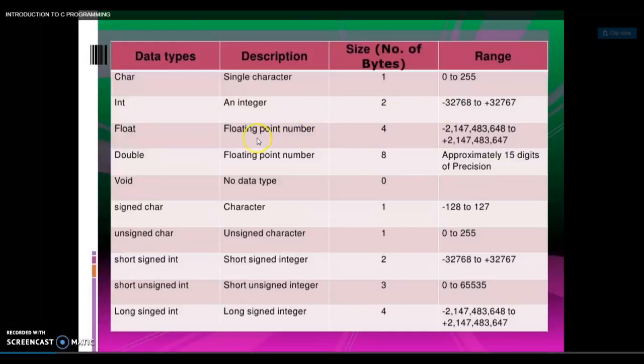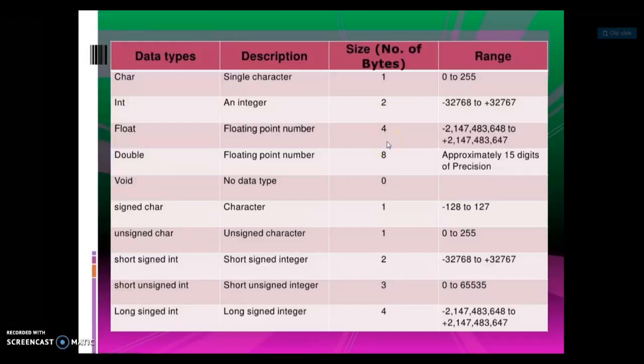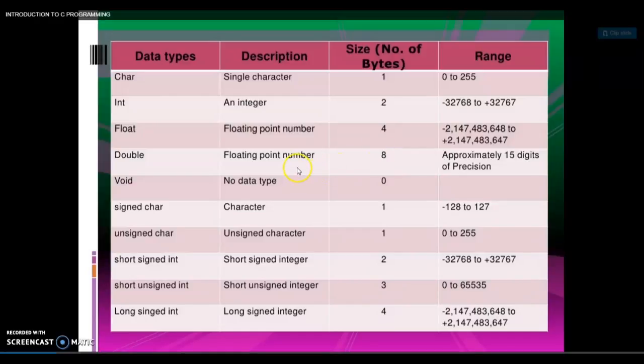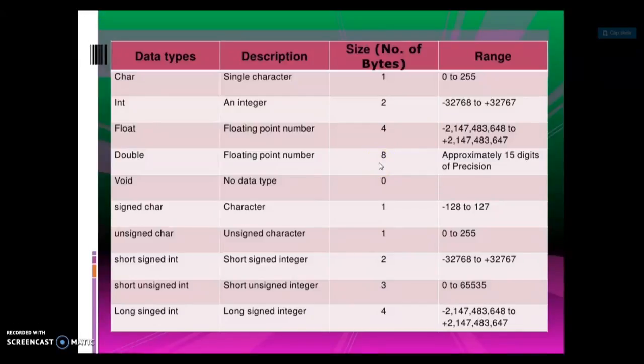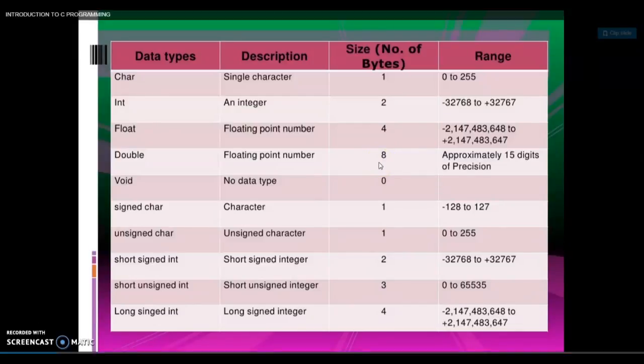फ्लोट, फ्लोटिंग पॉइंट नंबर स्टोर करने के लिए यूज किया जाता है. 4 बाइट स्पेस लेता है मेमोरी में, -2147483648 to positive 2147483647. डबल डेटा टाइप, that is also used for floating point numbers, and it takes 8 byte space in the memory. Approximately 15 digits of precision are going to be stored in this data type.